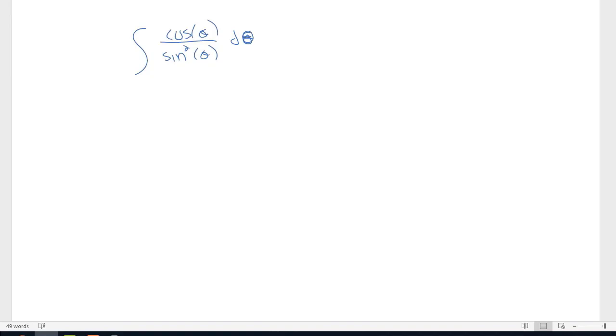So there are a couple different ways for me to attack this. I'm going to come over here to the right and do a little bit of scribbling. One thing I could do is write this as cosine theta times 1 over sine squared theta. And 1 over sine is cosecant. So I have cosine theta and then cosecant squared of theta. Now if I scroll back up to my table, I don't see that as an integral. So this initial approach isn't really productive.